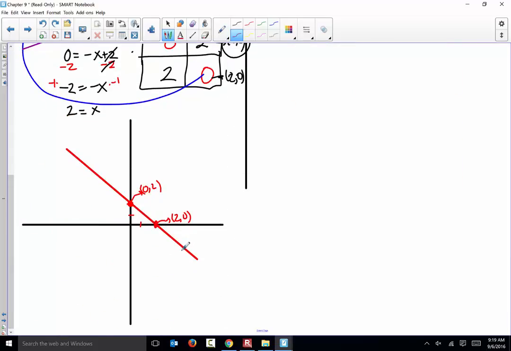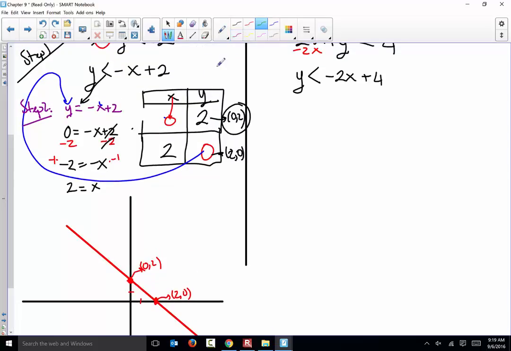It looks like mine is solid. Is it right though? Is it going to be solid? How do I determine that? Anyone?